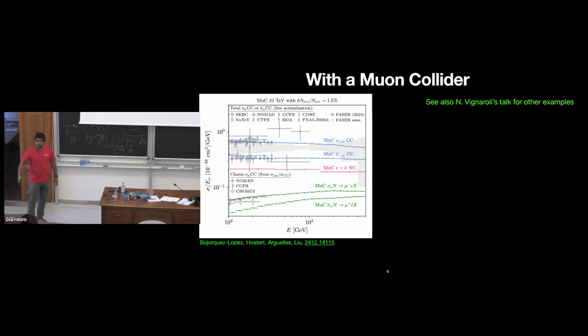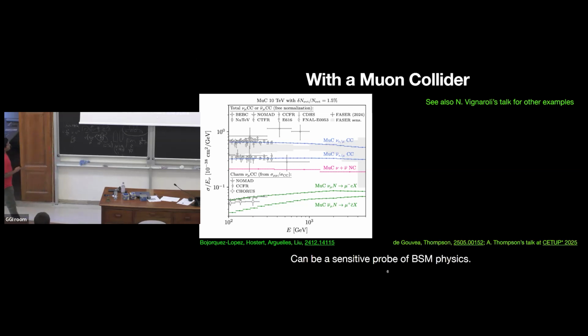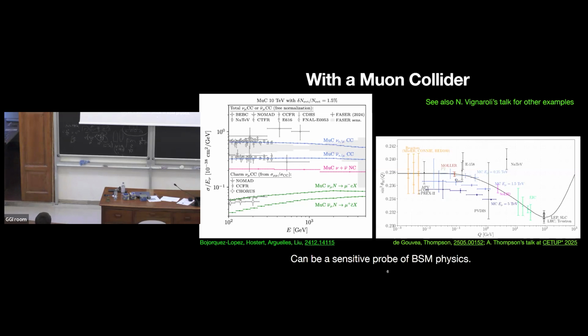And you can also do other precise things. For example, this recent paper by Andre de Gouvea and Adrian. They showed that you can also measure the sine square theta W to very high precision using the elastic neutrino electron scattering, with neutrinos coming from the muon collider. They have shown these three different benchmarks here: 250 GeV, 1.5 TeV, and 5 TeV. And you can see that the error bar is again very impressive. It's much better than any other experiment being proposed at the moment to look for the running of the sine square theta W.